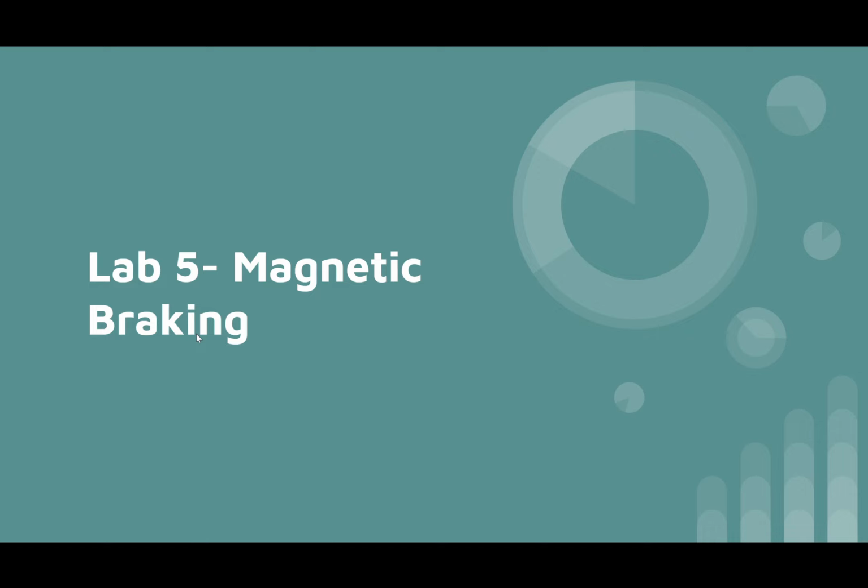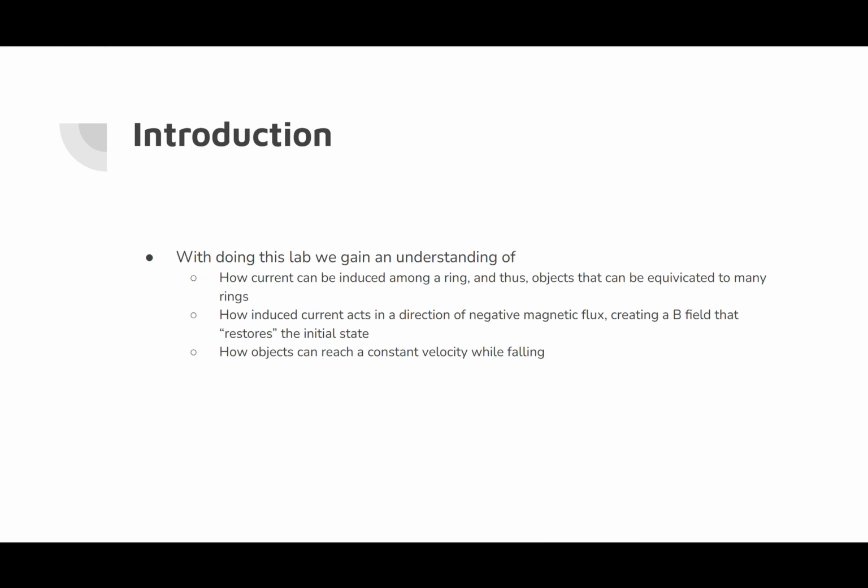Hello and welcome to Lab 5, Magnetic Braking with Faraday. Introduction to this lab: we gain an understanding of how current can be induced on a ring and thus objects that can be equated to multiple rings. We also learn about Lenz's law, the direction of negative magnetic flux to restore the initial state of the B field, and how objects can reach a constant velocity while falling.